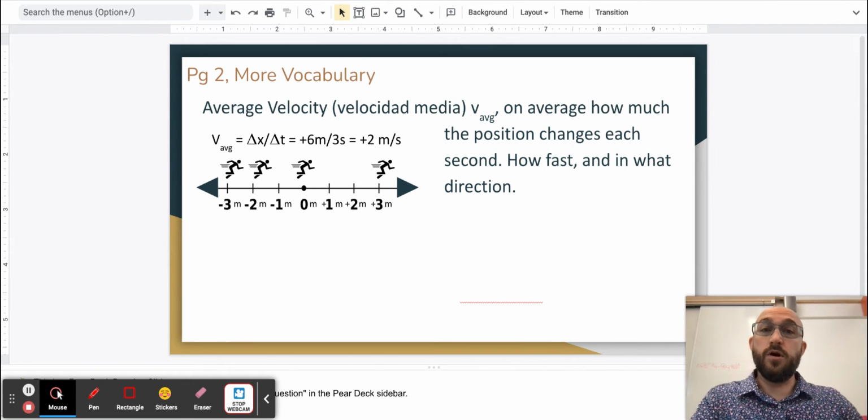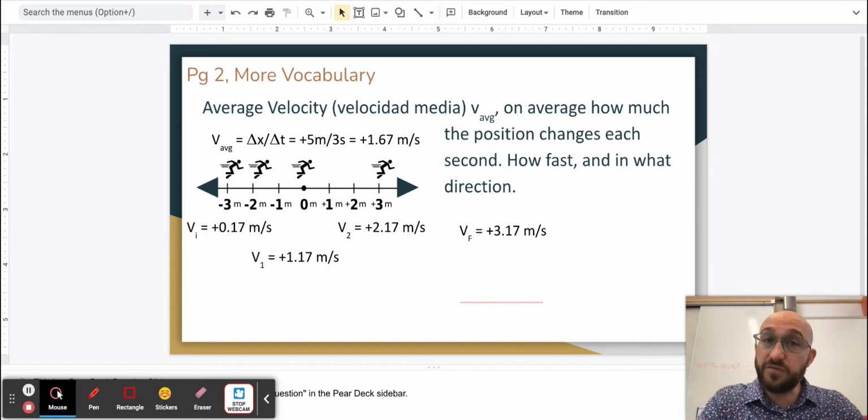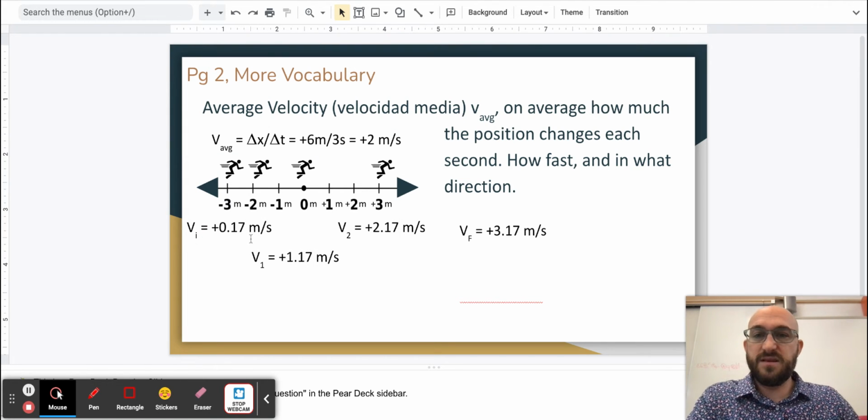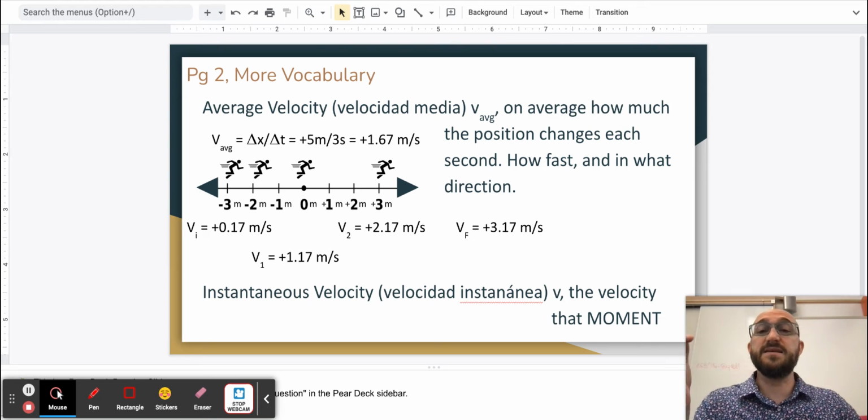Now, if I want the real velocities, what are the velocities at all of those middle times? So, not just beginning and end, but the real speeds, the real velocities. Well, that would be these things here. Those have a name. They're called the instantaneous velocities, velocidad instantánea. And it is the velocity at that moment.